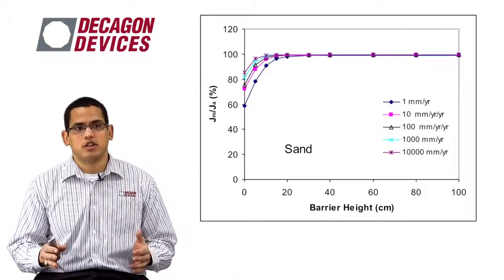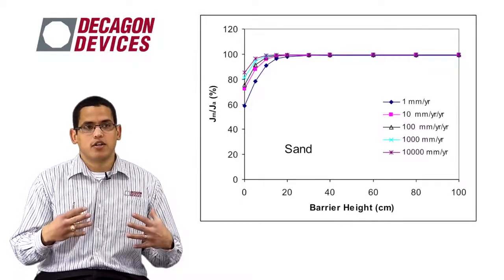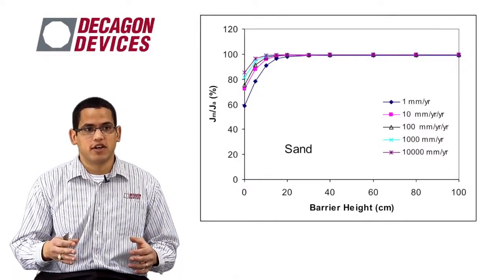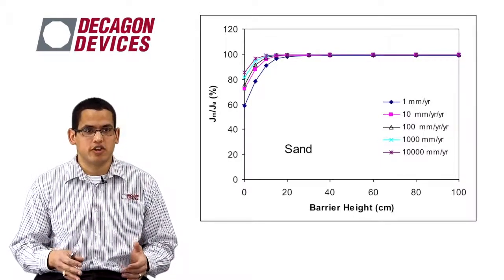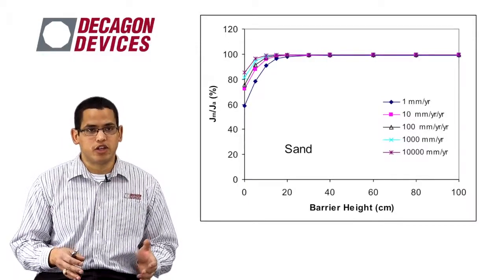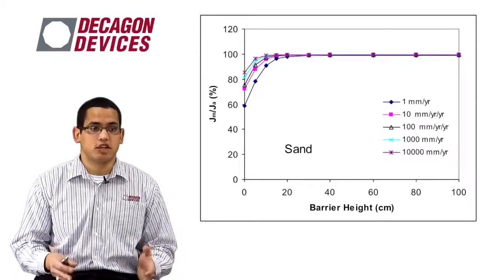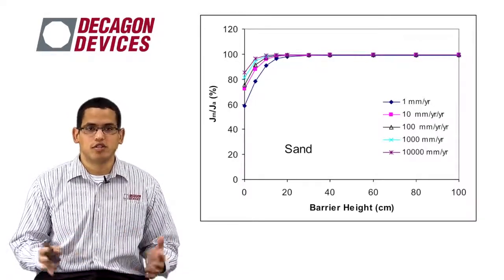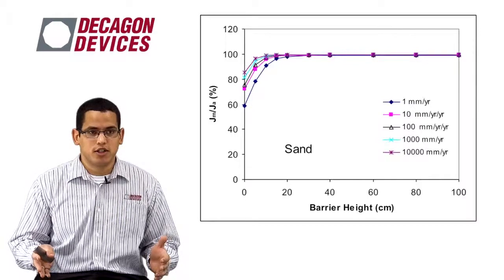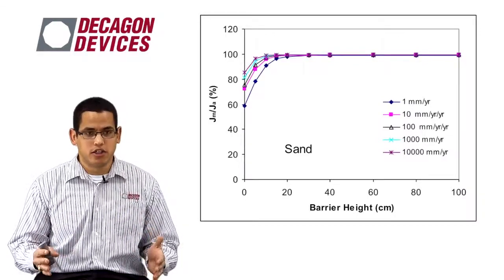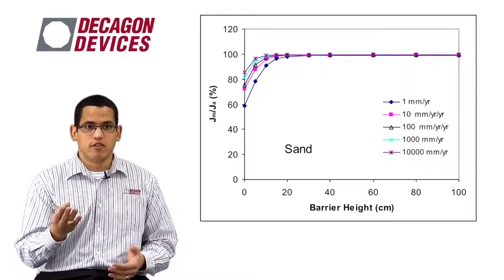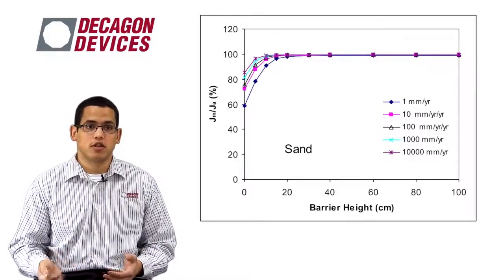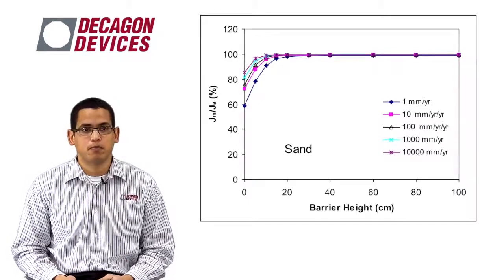What we see here is a graph of the collection efficiencies in a sand. And what you find is once you get past about 25 centimeters, we start getting 100% collection efficiency in a sandy soil. And that's great. So if you were to install a 60 centimeter divergence control tube in a sandy soil, you're going to be able to get 100% collection efficiency across many different drainage values, ranging from 1 millimeter per year to 10,000 millimeters per year.